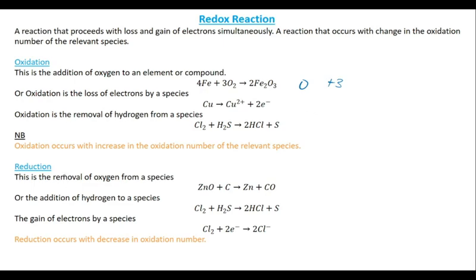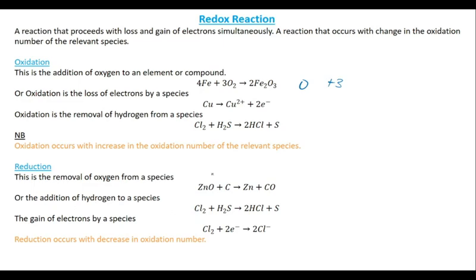Now let's move on to reduction. Reduction is the removal of oxygen from a species. We have zinc oxide over here plus carbon, and the zinc loses its oxygen to carbon. Because oxygen has been removed from zinc oxide, it means zinc oxide has been reduced. Or reduction is the addition of hydrogen to a species.